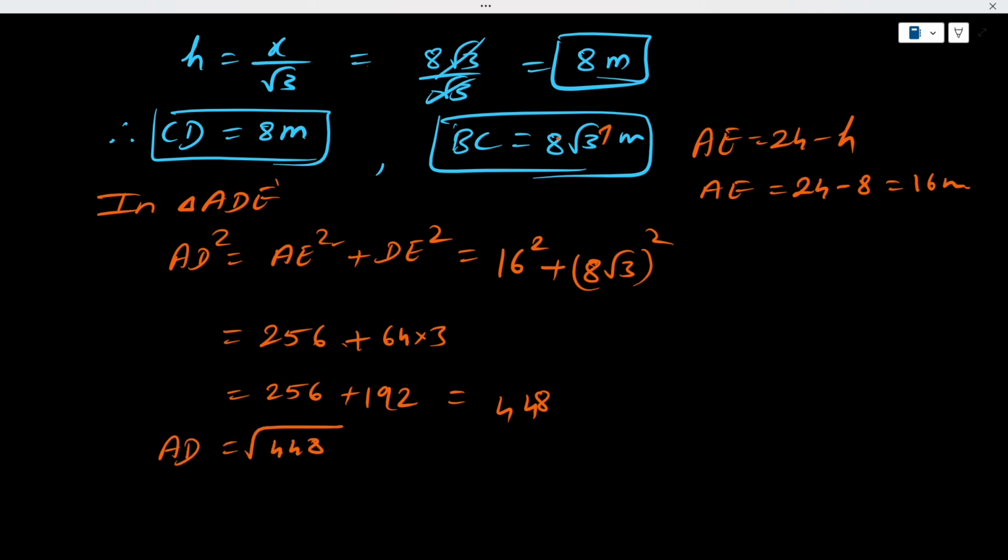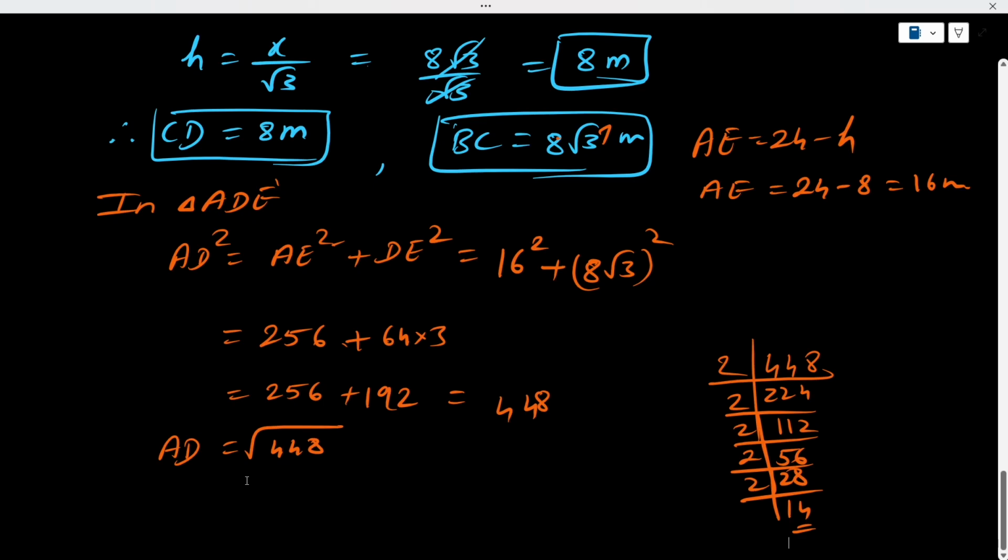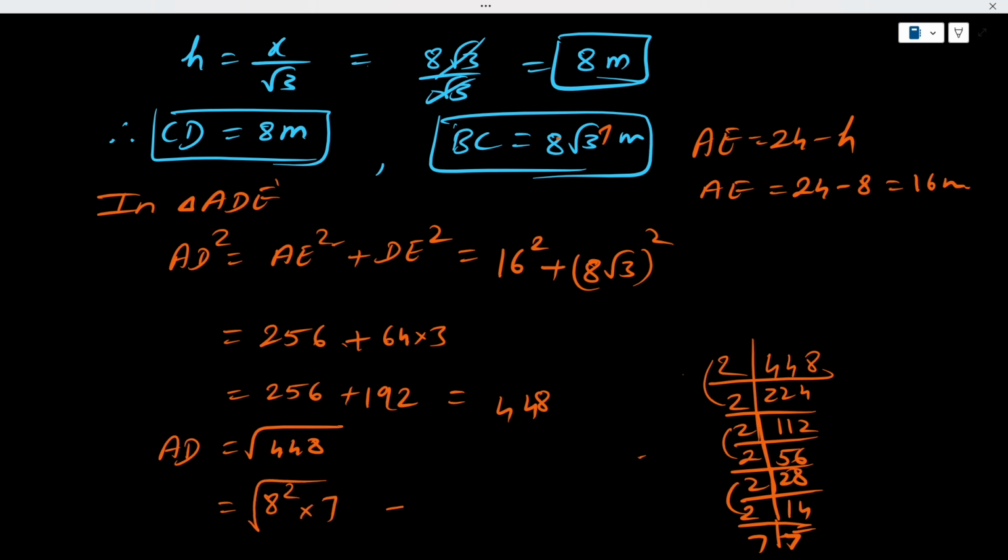And if you do the simplification here, 448 is not a perfect square, so you have to do the prime factorization. So how much are you going to get? Then again, 2s, 8s, then 4s. Now 14, you know that it's 2 into 7. So again here you can take 2 into 7 and this 7. So what pairs will come out here? It can be 8 square times 7 square root. So the answer is going to be 8 root 7 meters. That is the distance between the tops.